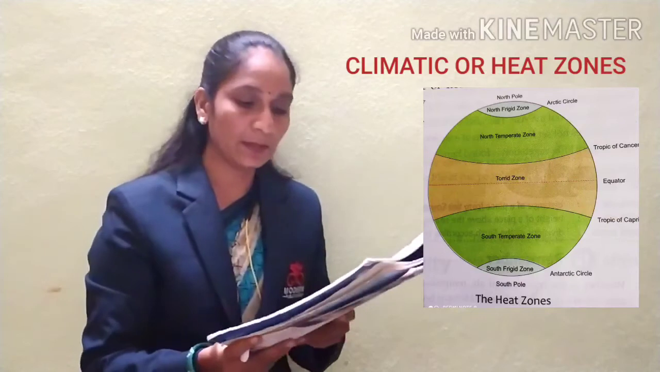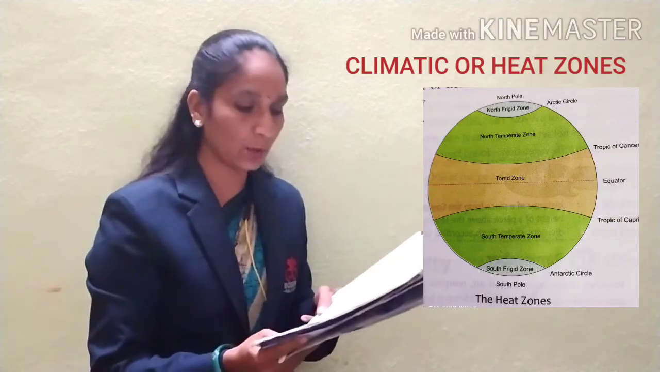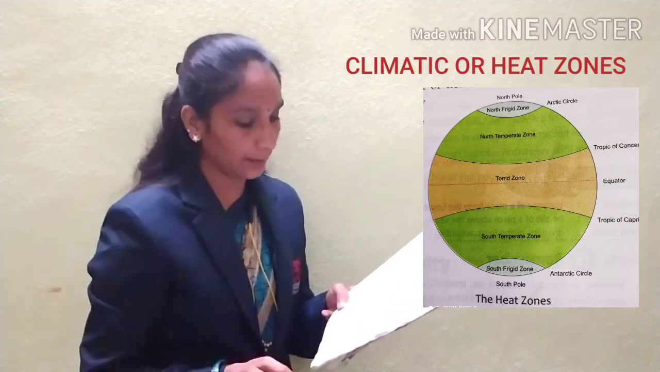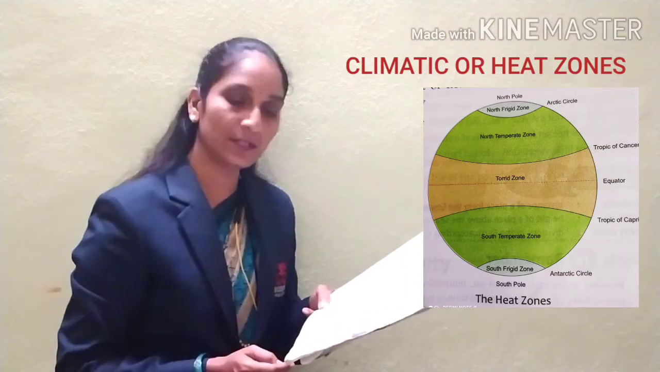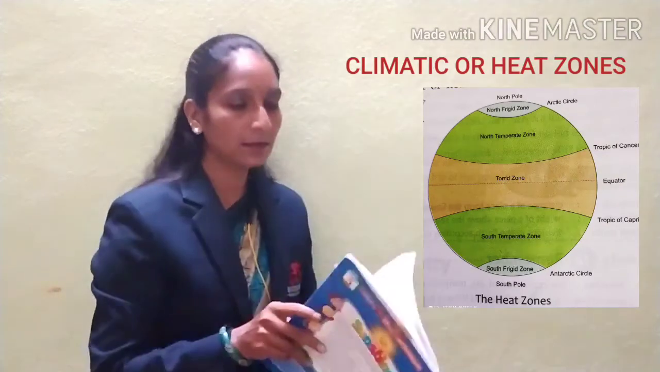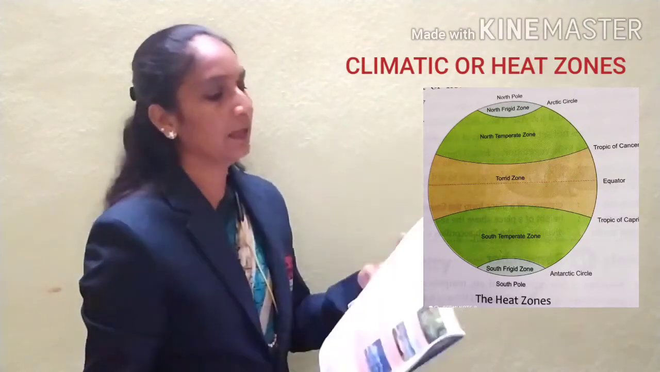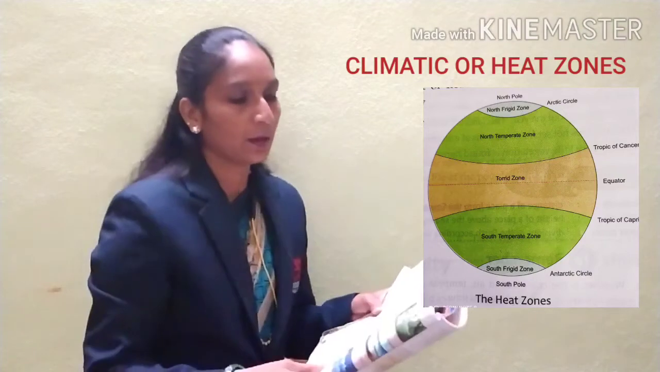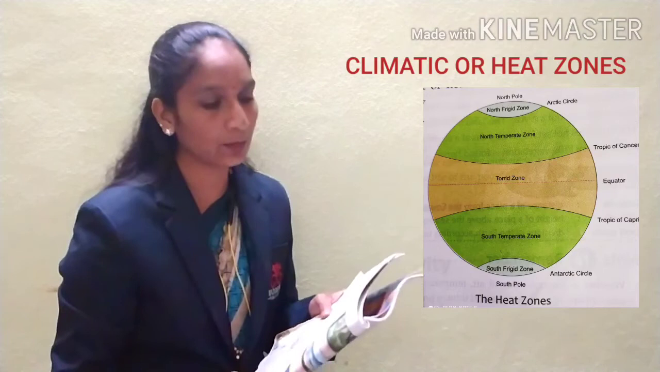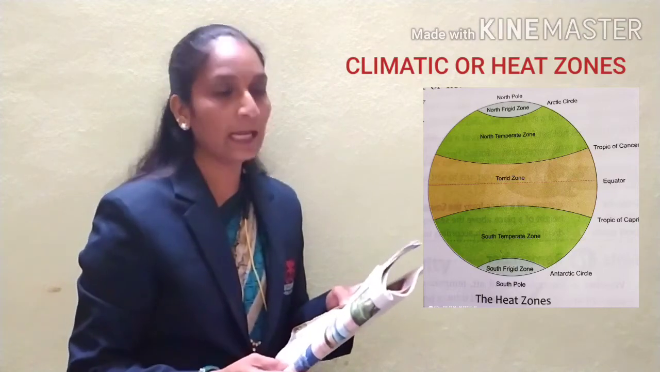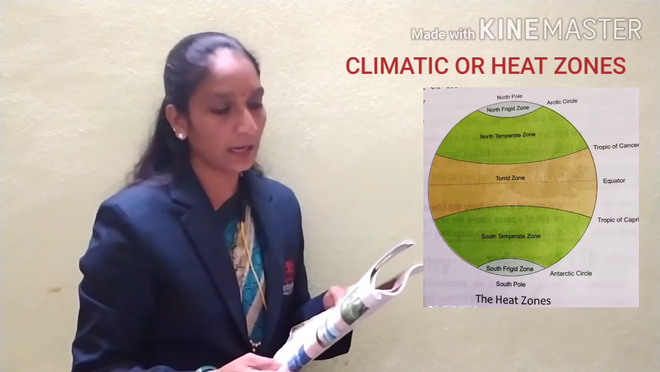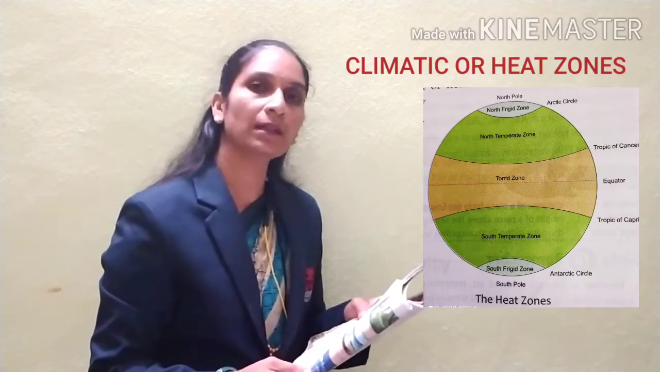The three climatic or heat zones are, first, the torrid zone, the tropical region. Second, the temperate zone, the temperate region. Third, the freeze zone, the polar region. The torrid zone: location, it lies on both sides of the equator, between the Tropic of Cancer in the north and the Tropic of Capricorn in the south.